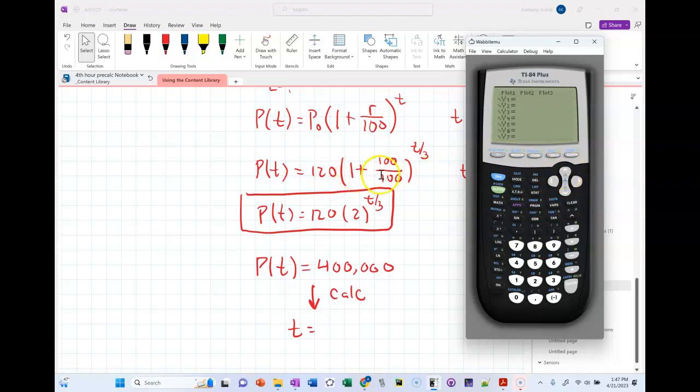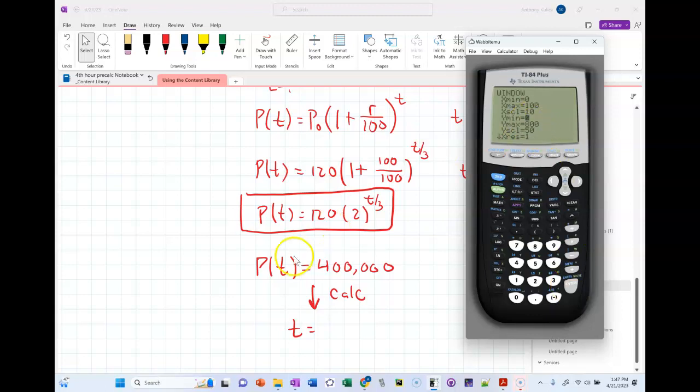Well, 1 plus 100 over 100 turned into 2. So I went and typed in my population model, and I'm typing 400,000. I'll select a window. I don't really know how long this is going to take. It might take kind of a long time. I don't know, like 100 minutes maybe? Doubling is a lot.